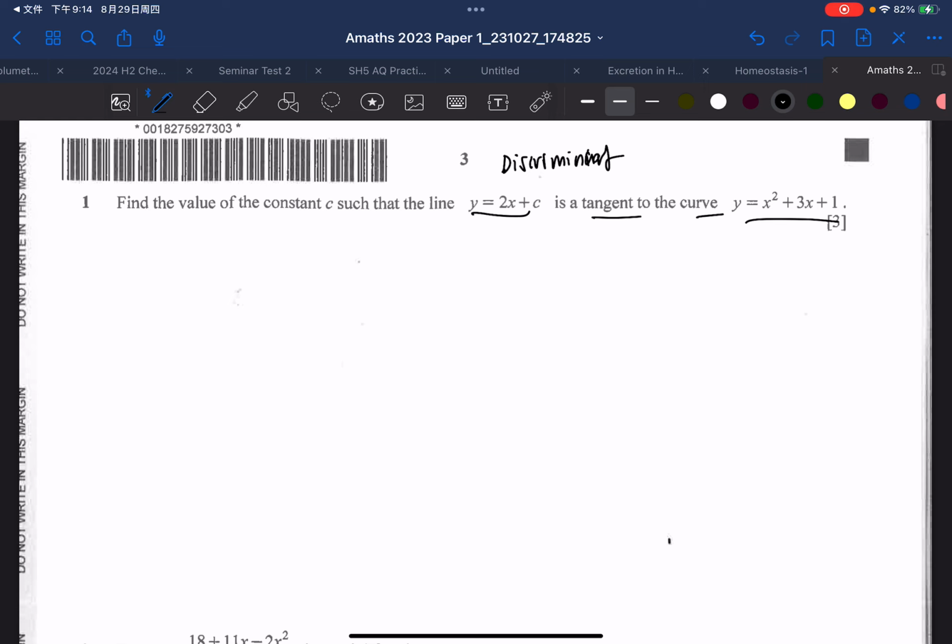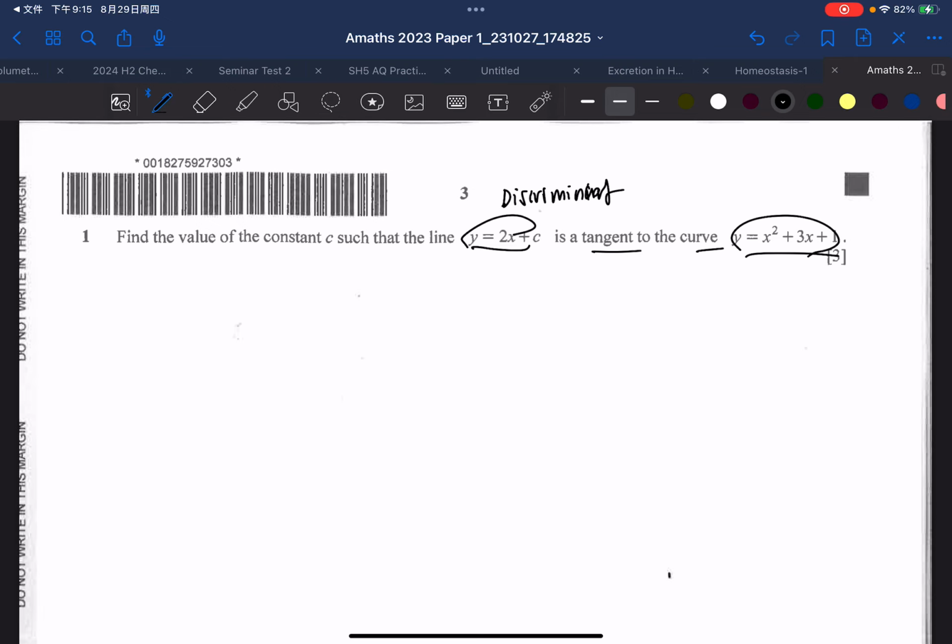Discriminant concept, where they ask you to find the range of values, is that we always do b squared minus 4ac. But actually, even before we do b squared minus 4ac, we realize we have two equations. So what is the default rule? We do a simultaneous equation of both equations. So we equate both equations together.